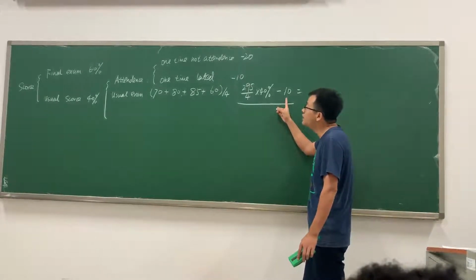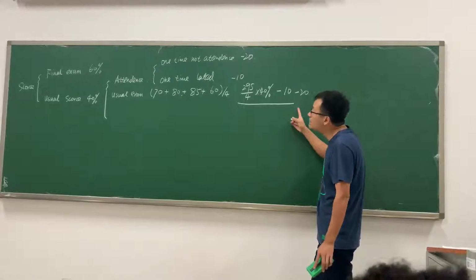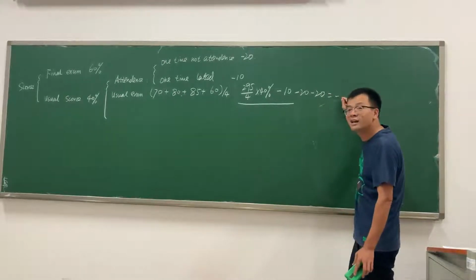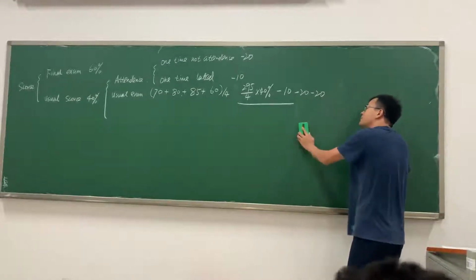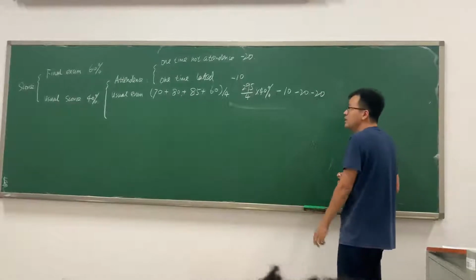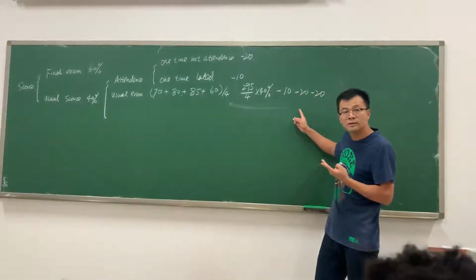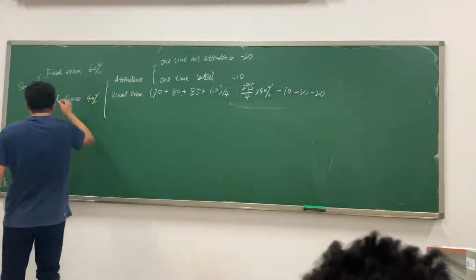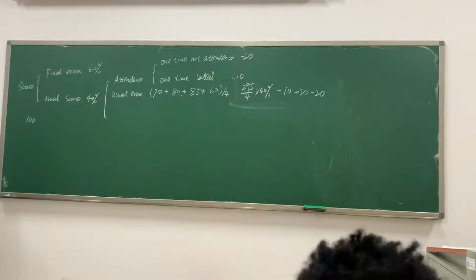If you have one time late and one time not attending, so minus 10, minus 20. If you have twice not attending, that means you must have 100 score at the final exam, and you can pass this class. So this is this part.